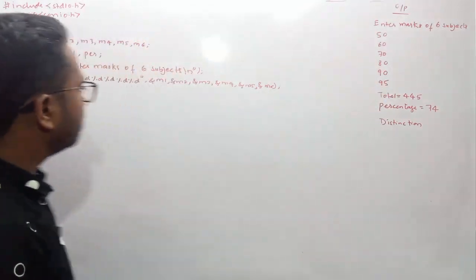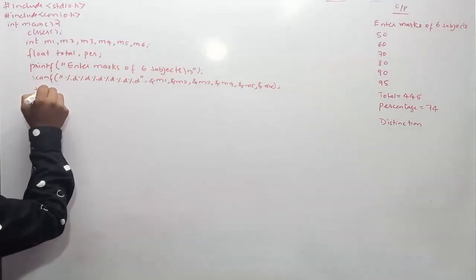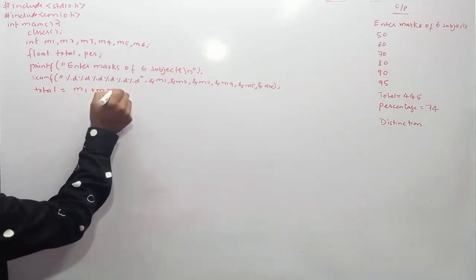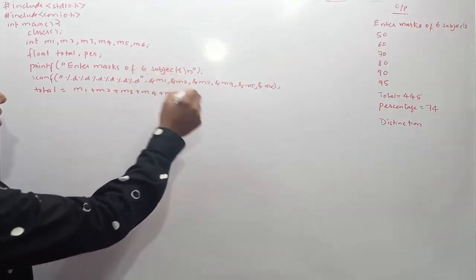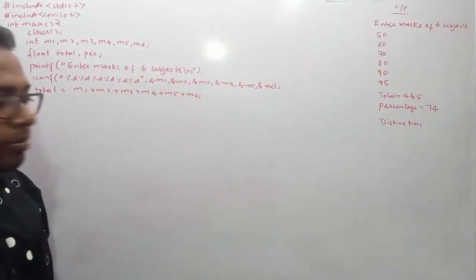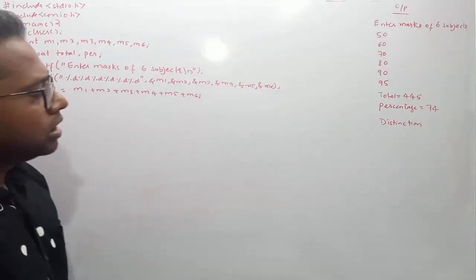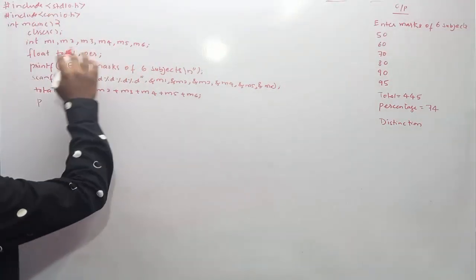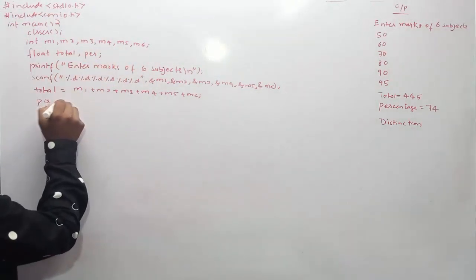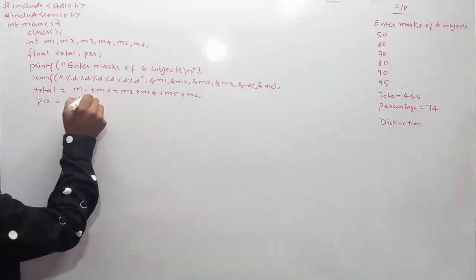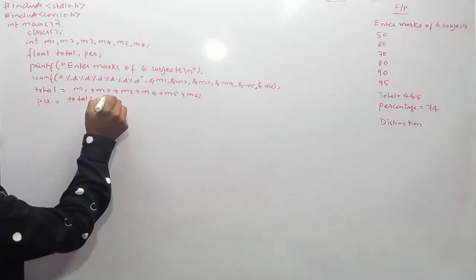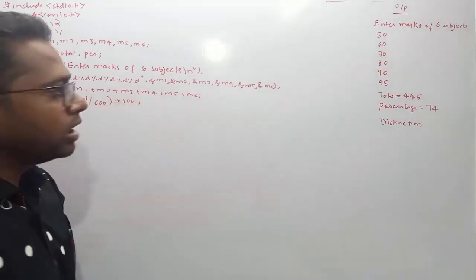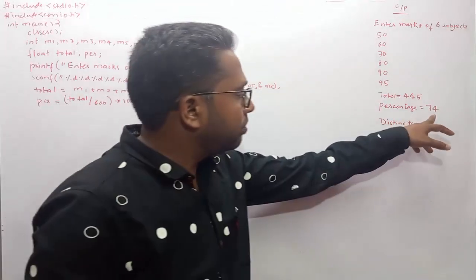Now I need to make the total. Total equals M1 plus M2 up to M6. Now we will get the total. Now that we have the total, we need to calculate the percentage. I have created a variable for percentage, PER. PER equals total by 600 into 100. Next, we will be getting the percentage here.